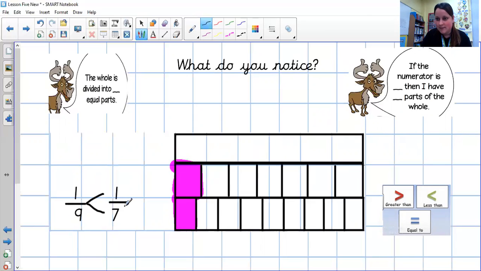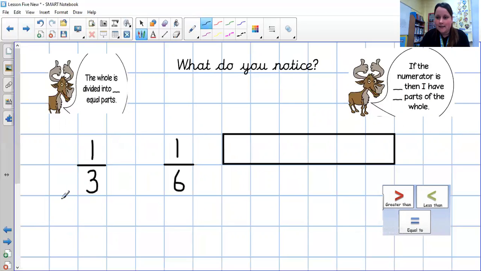So my numerator was the same in both examples, 1, a unit fraction. My denominator was different. And I've realized that 1/7 was greater than 1/9, because I had more of my whole. The parts were greater. 1/7, that part is greater than 1/9. So although 9 is greater than 7, 1/7 is greater than 1/9, as my whole has been split into less equal parts.